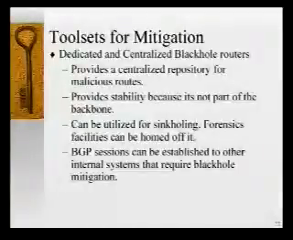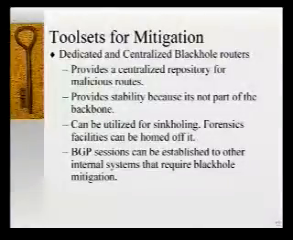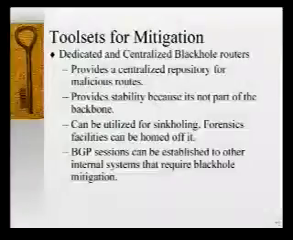So, tool sets for mitigation. Dedicated and centralized black hole routers. This provides a centralized repository for malicious routes. The good thing about this is you can offload that information. You can provide organizations such as abuse with who's black holed and what tag they are receiving. With these different methods you have different tags. So if you're setting up a black hole infrastructure, you might have tag 666 for your perimeter black hole, or tag 911 for your diversion black hole, or tag 2020 to bring it into a sinkhole or something like that.